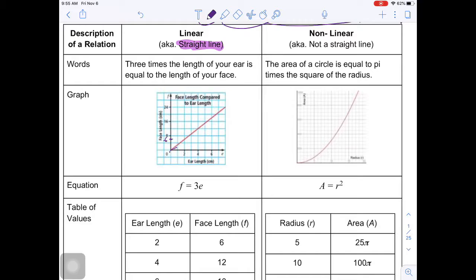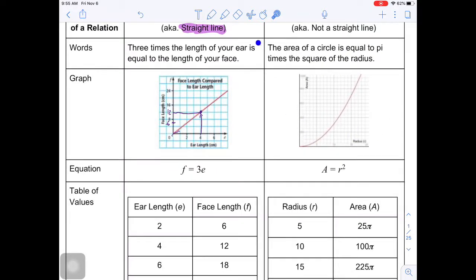We can see here that 4 times your ear length, well, that relates to how much? Well, 4 times 3 is 12, so this would be 12 centimeters here, okay? You can see on our nonlinear side, okay, so not a straight line, the area of a circle is equal to pi times the square of the radius. So this is something you're not really going to deal with in grade 10. This is stuff that more you think about in 20-1 and 30-1. But you can see we don't have a straight line. This thing is increasingly growing faster and faster and faster. Okay, just so you're aware, this is known as exponential growth.